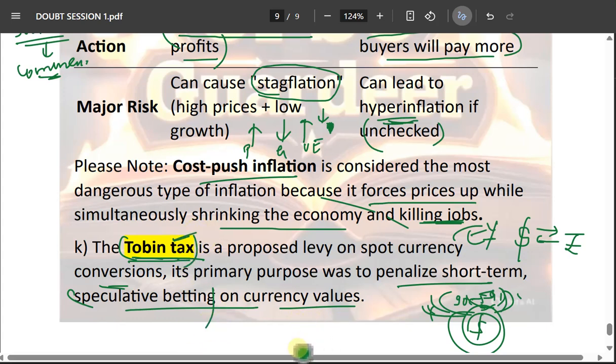But is it active in India? No, it is not active in India. Please remember this. This is what they will ask maximum about the Tobin tax. For example, we have the Securities Transaction Tax. It was in the news recently in the budget. Please comment if you know why it was in news. It is very important. This time they have increased it. This is also the same kind of thing, which works on the securities market, that is the stock market.